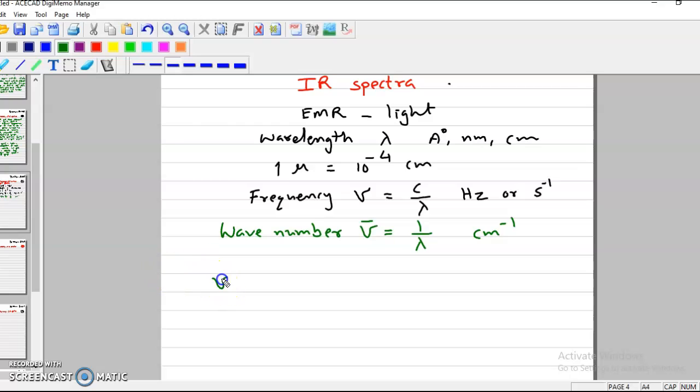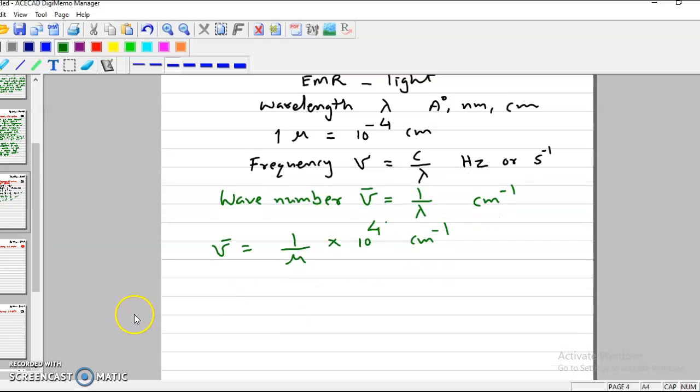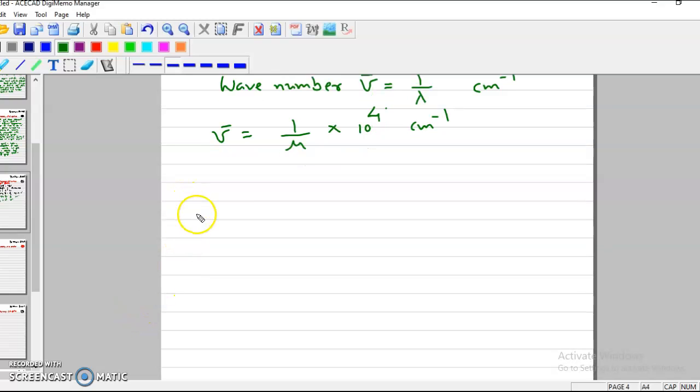Now, wave number can be given in centimeter inverse or in micron also, and the relation between micron and wave number is that wave number is equal to 1 upon micron times 10 raised to 4 centimeter inverse. So if it is 2 micron, then it is equal to 5000 centimeter inverse.